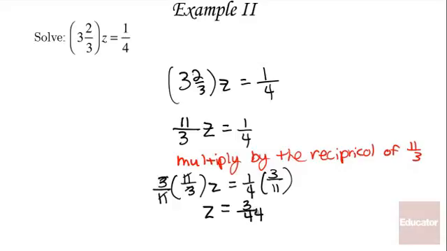Okay. And even though this looked messy at first, by changing this to an improper fraction, I was able to work with it, and then I multiplied by the reciprocal, and that canceled out the fraction that was multiplied by the coefficient of z, and I was able to isolate z and solve that z equals 44.